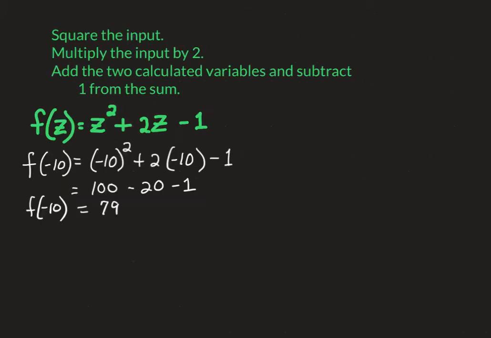I shrunk that down a little bit because I want to write another function over here. And because I am using a different function within this same problem or this same screen, I'm going to make this the function g of z. And the function g of z is defined to be negative z squared minus 9. So let's put some values in for the z in the function g of z.